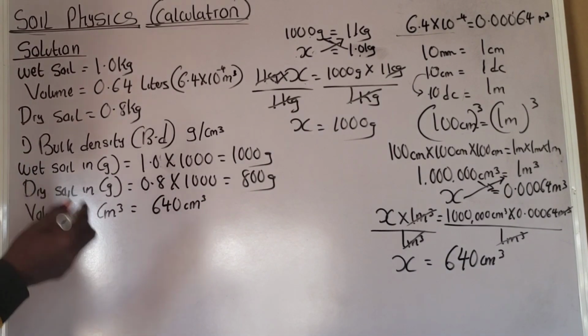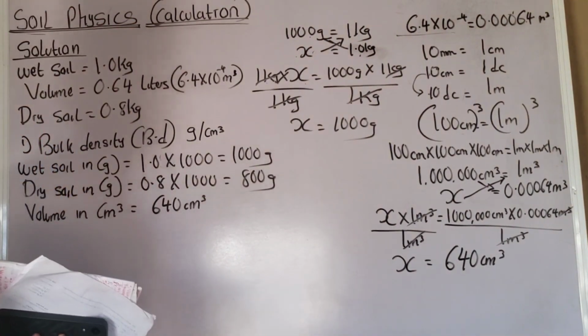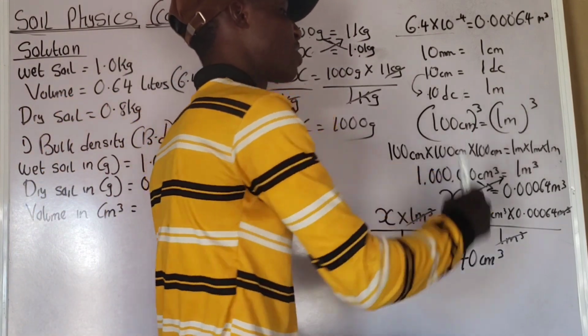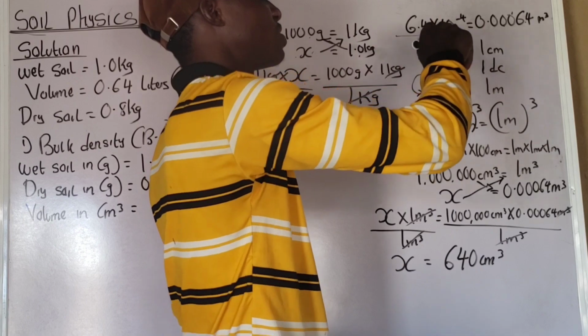You can see the long process. I just showed you that long process. If I'm dealing with this in an exam, I'm not going to go that far. I'm just going to say let 1 million centimeter cube equal 1 meter cube. So let x equal 0.00064 meter cube.